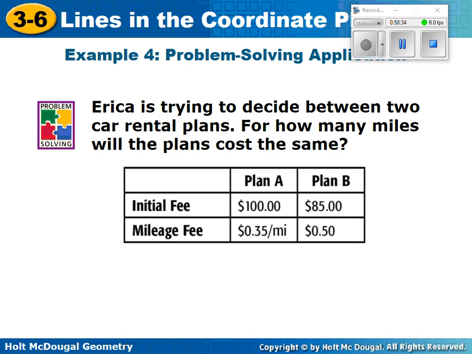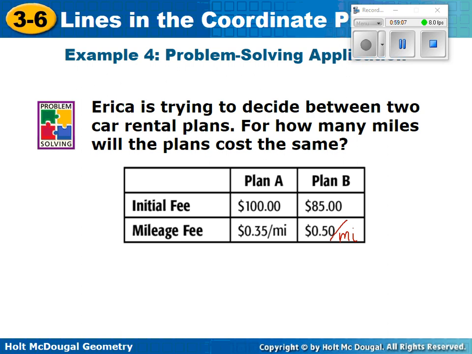So this whole lesson has been about writing equations of lines. Maybe parallel, maybe perpendicular, but writing equations of lines. So when we look at this problem, we probably are going to need to write an equation of lines. It says Eric is trying to decide between 2 car rental plans, Plan A, Plan B. There's a typo on your notes. This should be 50 cents per mile. Please add that in your chart.